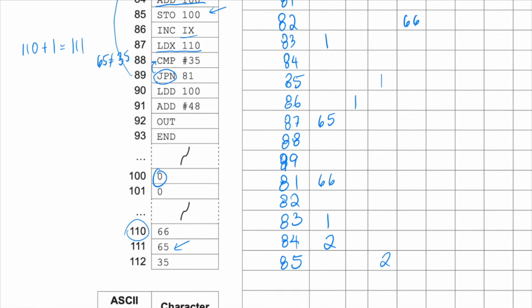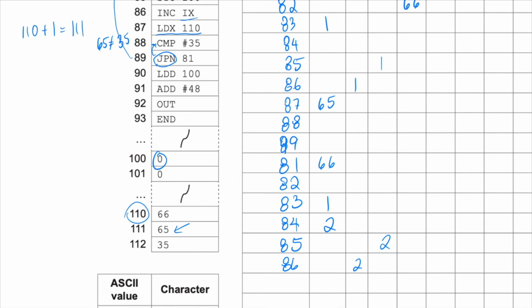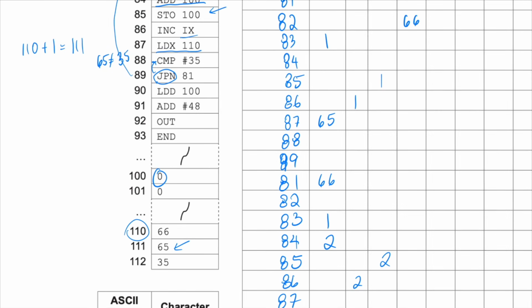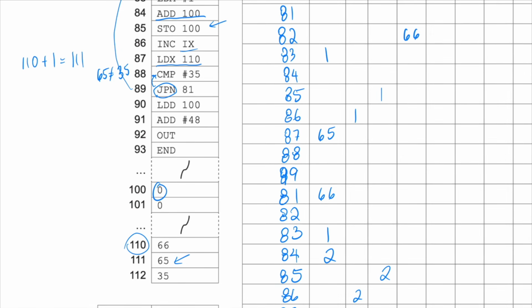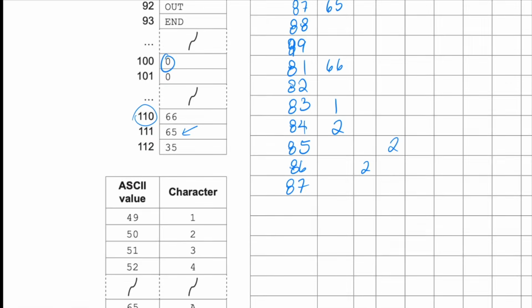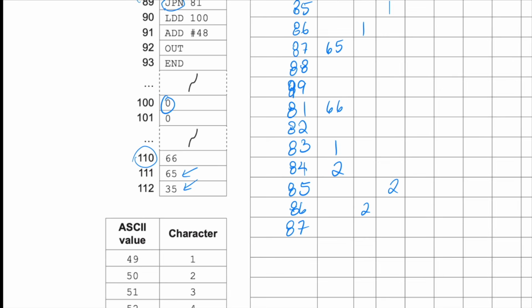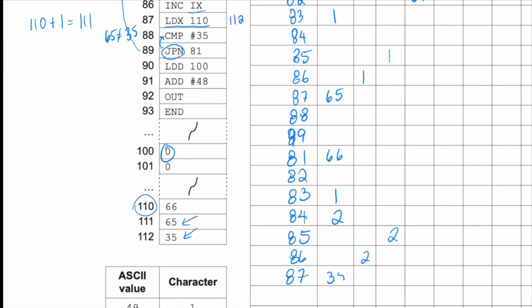Okay, and next we're going to increment the index register. So line 86, increment the index register, it's 1, we're going to make it 2. 87, okay, so for 87, what we're going to be doing is we're going to take 110 and add it to the index register, which is 2. So we're going to end up with 112. We're going to go to location 112 right down here, and we're going to get 35 and put that in the ACC. So line 87, we're going to make this 35.